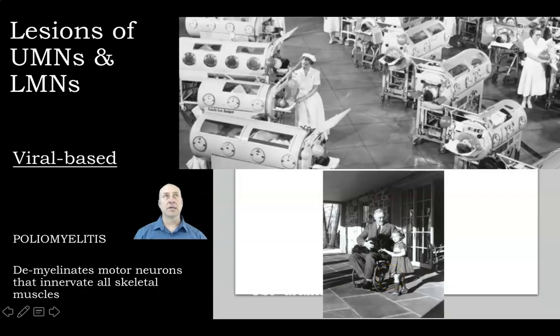He was elected president in 1932. He was elected president in 1936. He was elected president in 1940. And he was elected president in 1944. Thus, the rule that you can only be president for 2 terms because he was president for 13 years. He would have been president for 16 years, but he died in 1945 of the effects of polio.